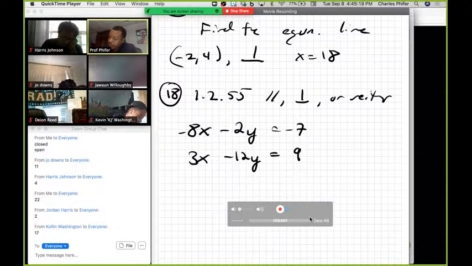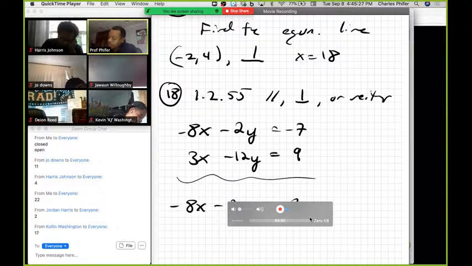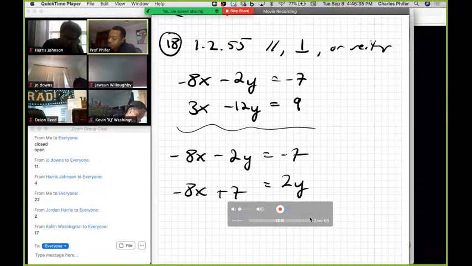The first one we have is negative 8x minus 2y equals negative 7. If we solve for y, 2y is going to be negative 8x plus 7. Divide both sides by 2, we get y equals 4x plus 7 by 2.